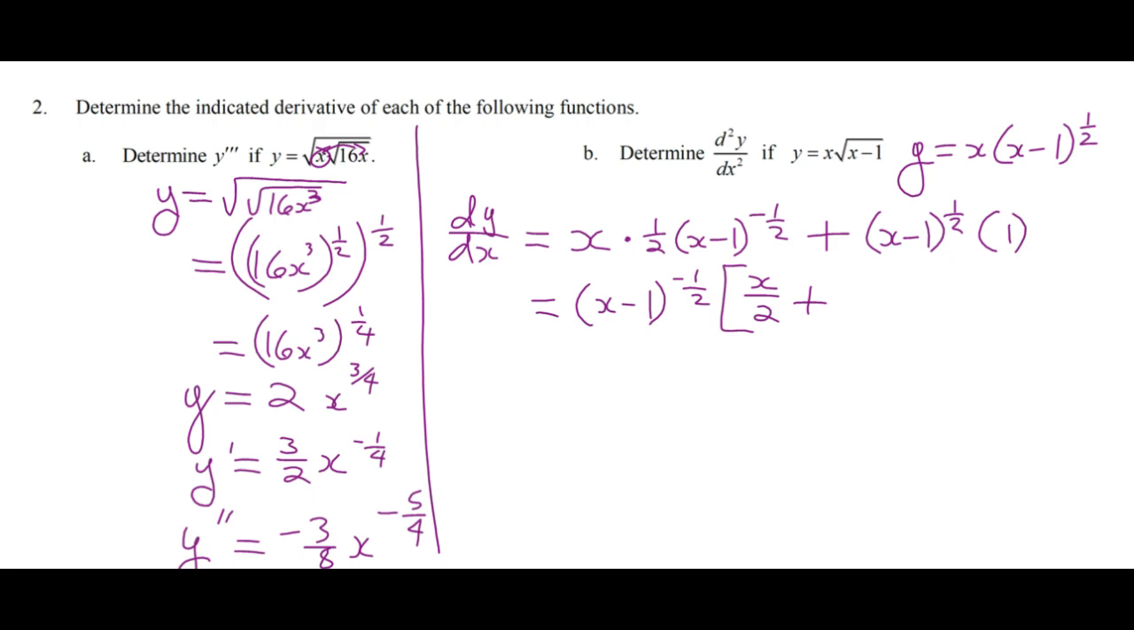And here we end up with x minus 1 to the 1, right? I'm not going to write in the 1, but you know, when you factor a negative 1/2 out of this, it's going to be 1/2 minus negative 1/2, which is 1. All right, so let's clean this up, because we're basically going to write this as a quotient, and then when we do the second derivative, we're going to apply the quotient rule.